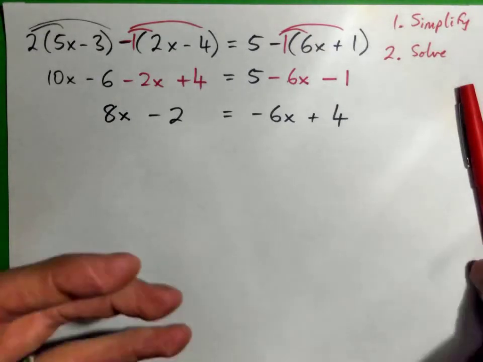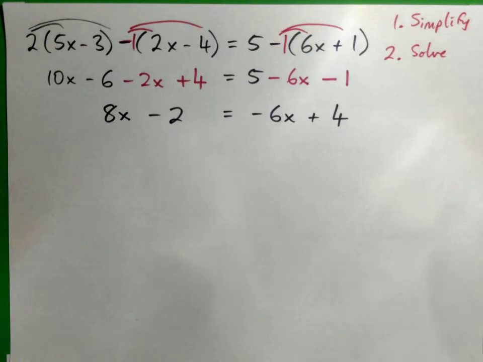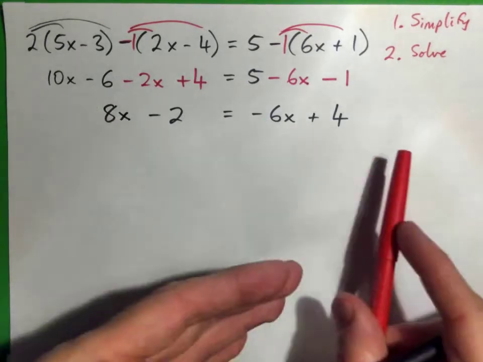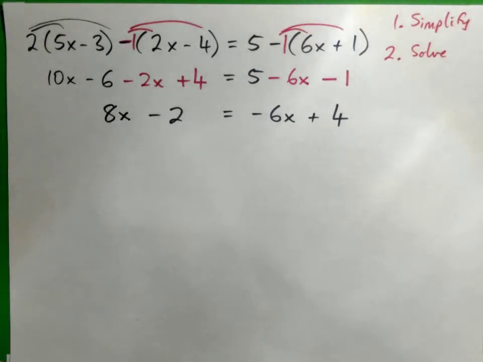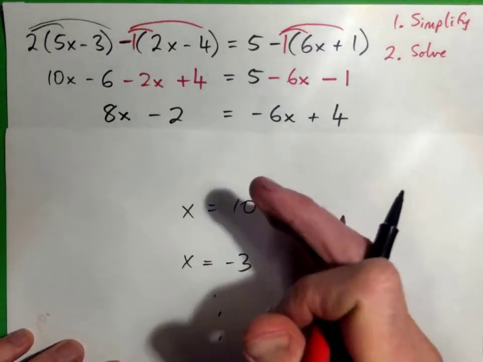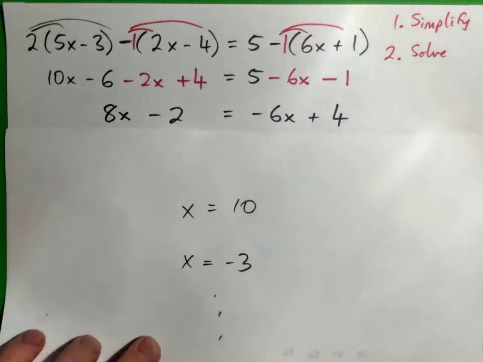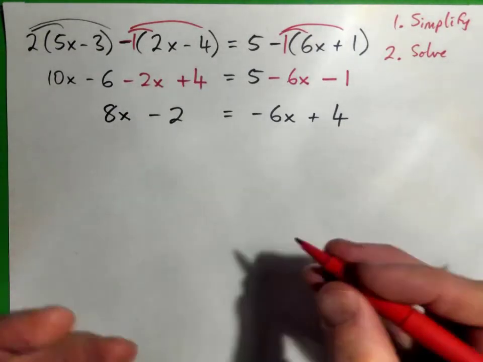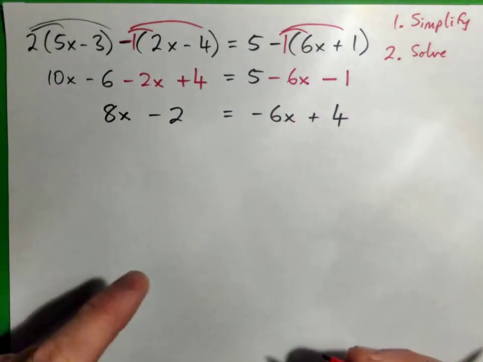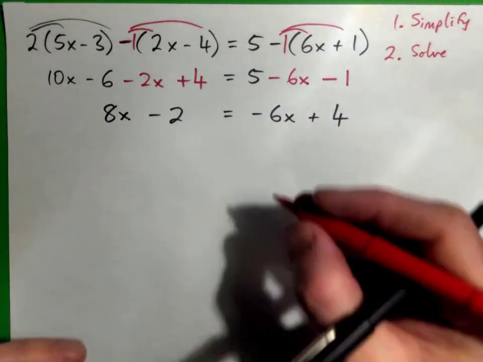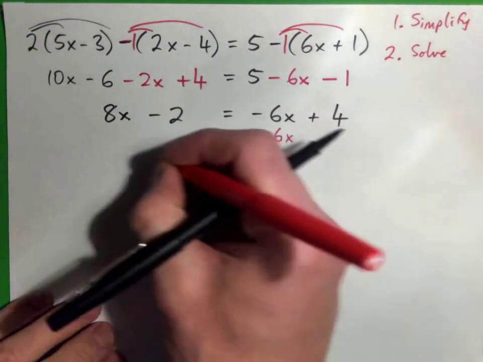And now it's solving. I always like to deal with the x's first, then deal with the numbers. Remember, we're trying to get x by itself, like an x equals 10 or an x equals negative 3 or whatever. So I like to deal with the x's. You could subtract 8x from both sides. You could add 6x. I'm going to add 6x, but it's not the only way.